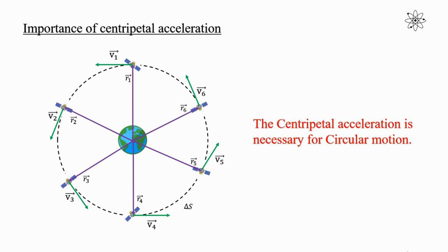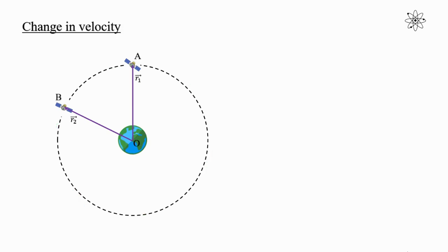So I again repeat, students, for any type of circular motion, whether uniform or non-uniform, the centripetal acceleration is necessary. Now let's find its formula. For finding the formula, let's consider the change in velocity as the satellite moves from position A to position B in time delta t.